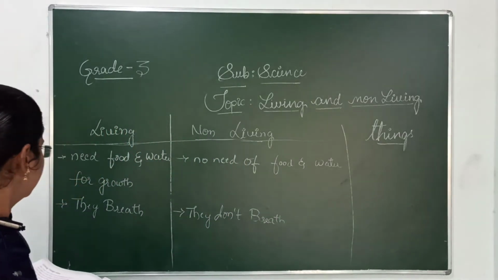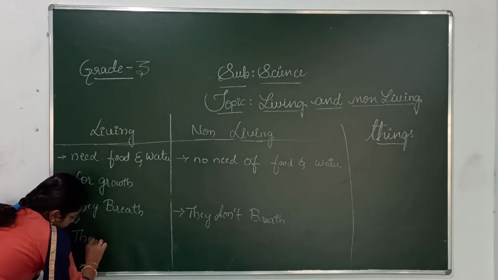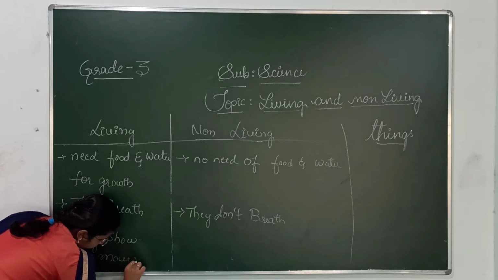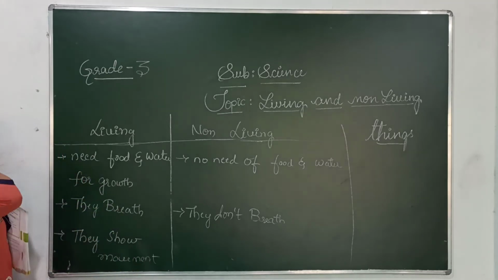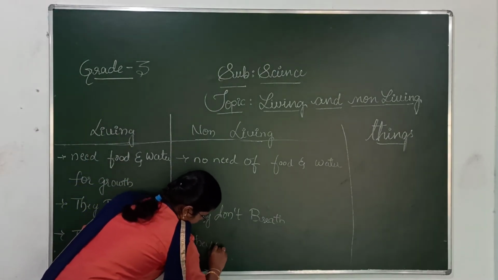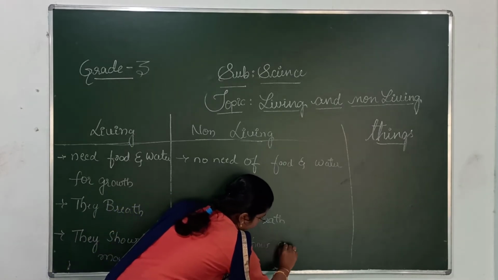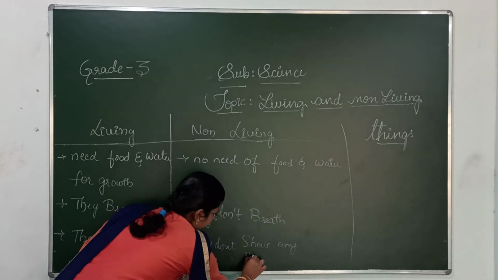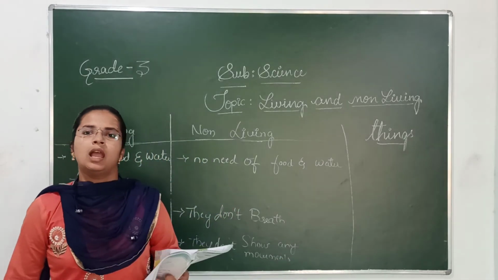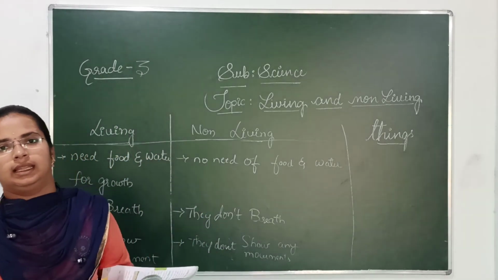Next, the third one is they show movement. Here they don't show any movements. What does movement refer to here? It is moving from one place to another place or showing some action in their body.